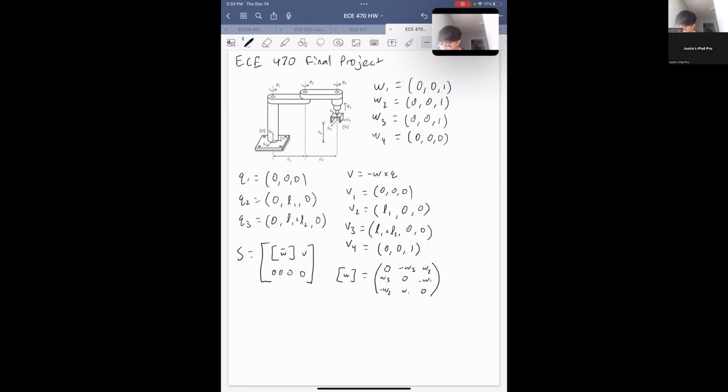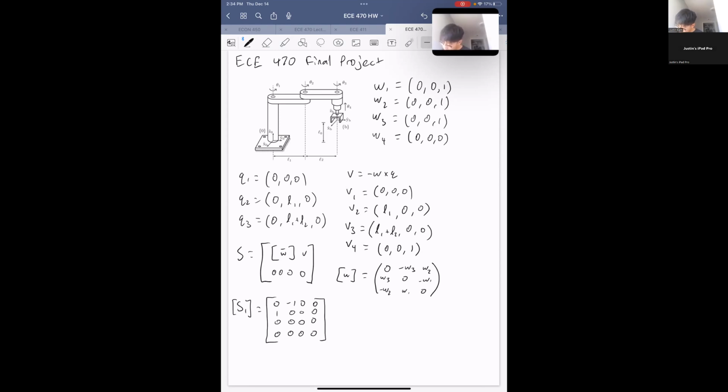So let's first start by finding S1. Omega 1 is 0, 0, 1, and so the only value that is not 0 is omega 3. So we have 0, negative 1, 0, 1, 0, 0, 0, 0, 0. And then this column right here will be the V values, which are all 0. And then the bottom row is all 0 as well.